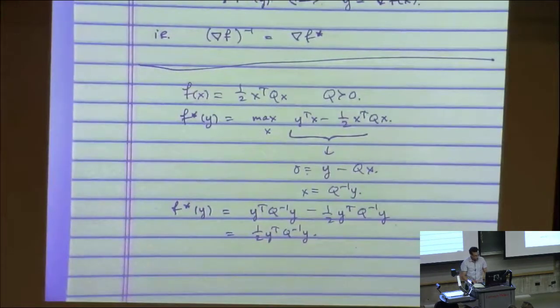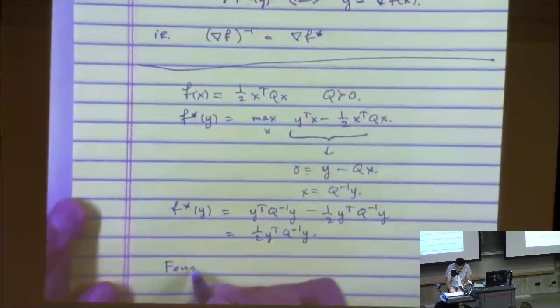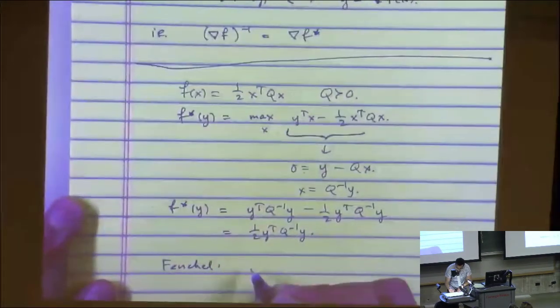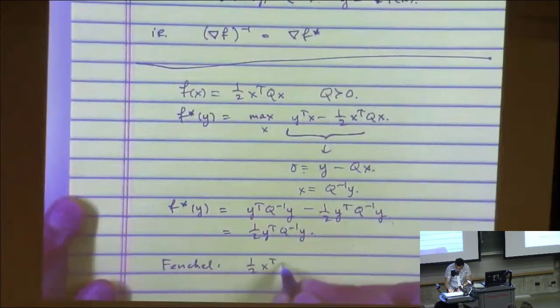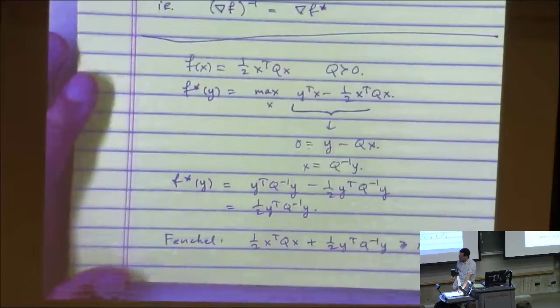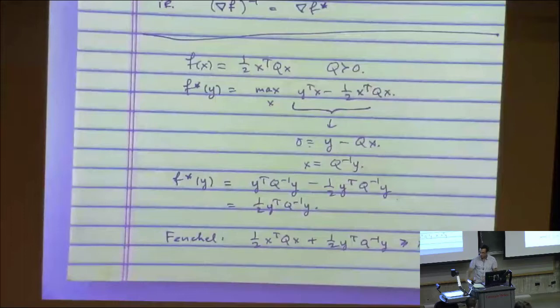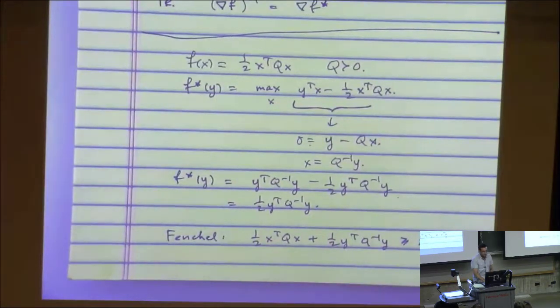An interesting note is what Fenchel's inequality says here. It says that for all x and y, 1/2 x transpose Qx plus 1/2 y transpose Q inverse y is bigger than or equal to x transpose y. It's a pretty non-trivial inequality, even though everything that defined conjugates and everything we've done so far is very simple.